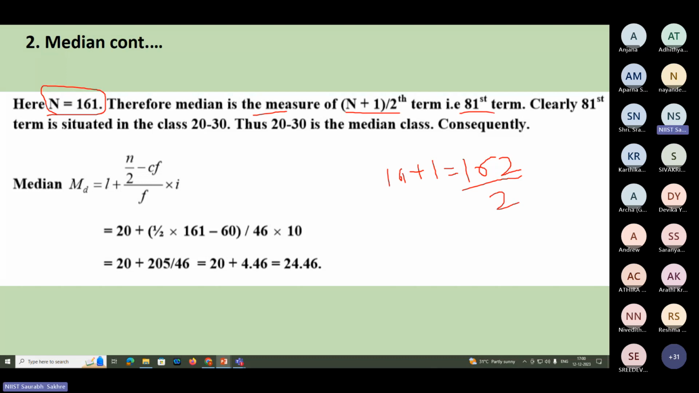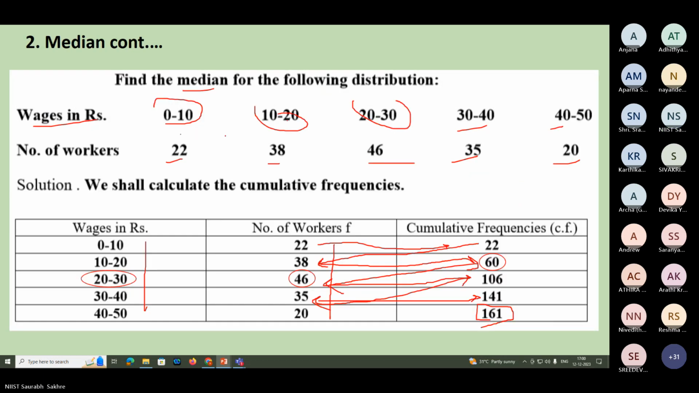So it is the 81st term. Now, if I go back to my table, I can see that the 81st term will be situated in the class 20 to 30. You see here, up to here it is 60. So 81 is greater than 60 but less than 106, so the median value will be lying in the range of 20 to 30.